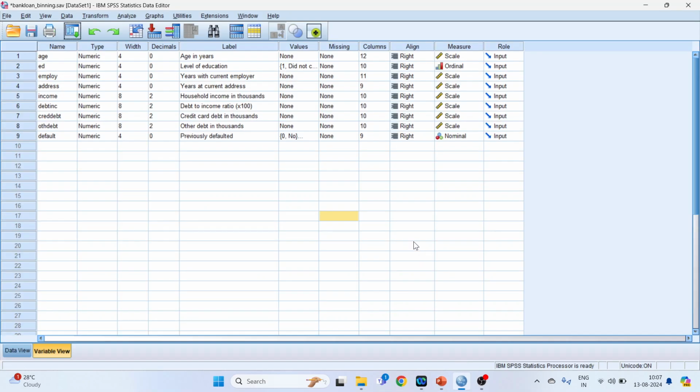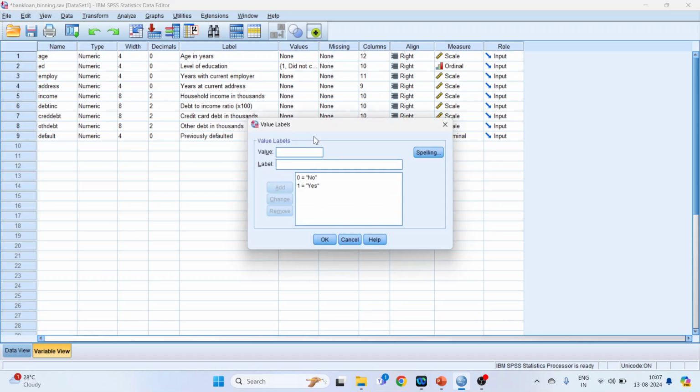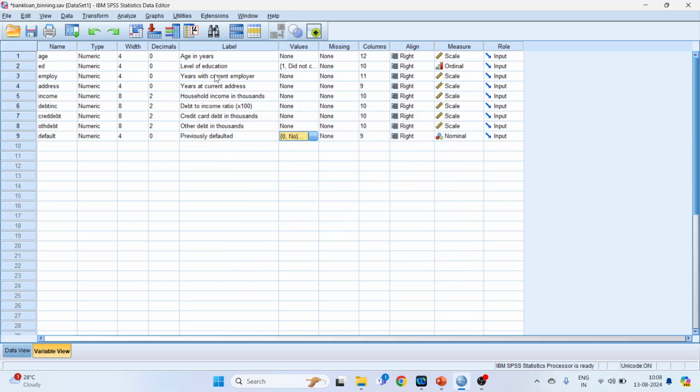So here we have a dataset. Our target variable, the dependent variable, is whether our customer previously defaulted, yes or no. The independent variables are age in years, level of education, years with current employer, years at current address, household income in thousands, debt to income ratios, credit card debt in thousands, and other debt in thousands.